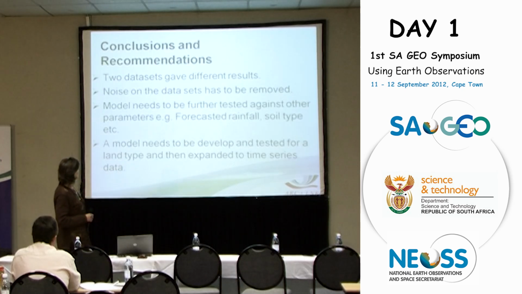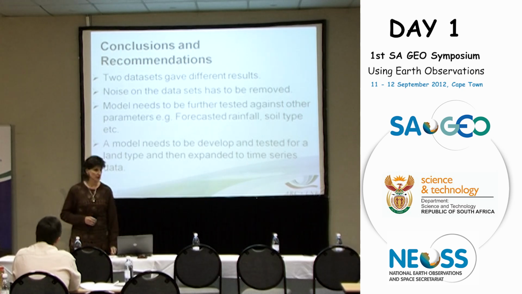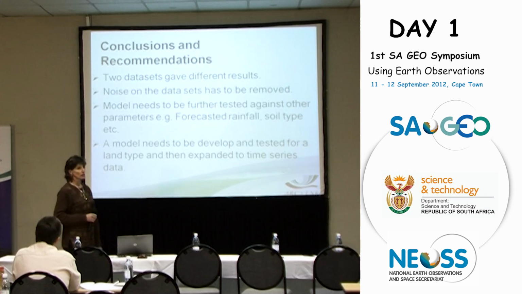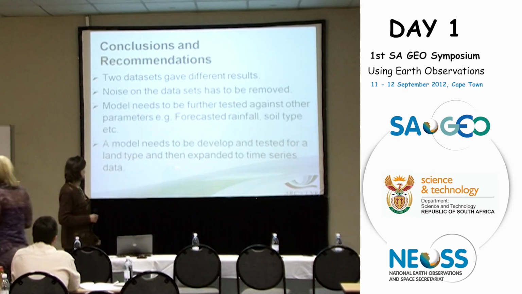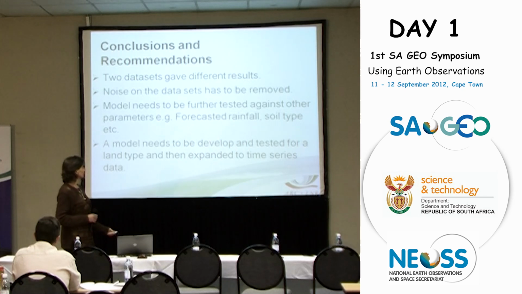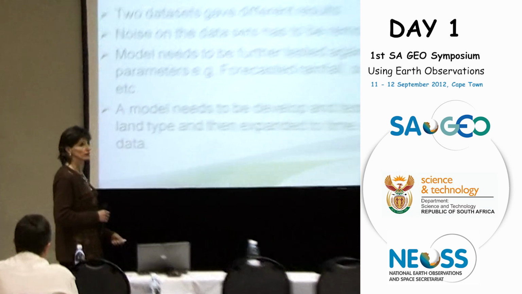So what are our conclusions? We showed that the data sets got different results. One thing is very important, that the noise on the data sets has to be removed to get better prediction, and the model needs to be further tested against other parameters like forecasted rainfall, soil type, etc. In the future, we must get those types of things into a model to really do a better prediction. At the moment we have got something, but we need to get more information forward. The model needs to be developed and tested for the land type, and we must rather take one field and expand it to a series type of data.